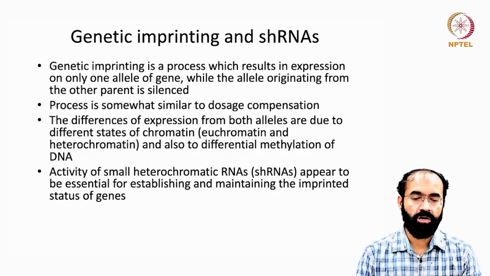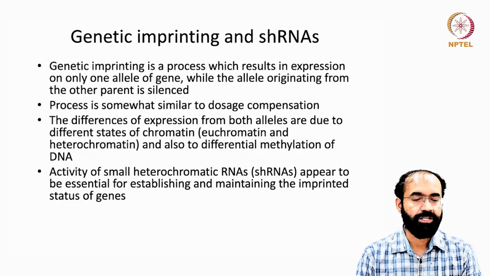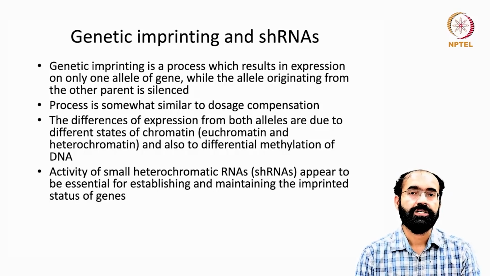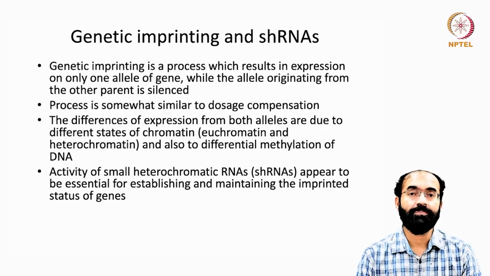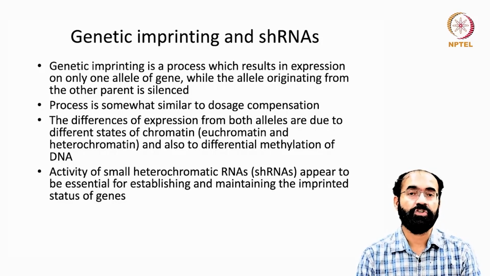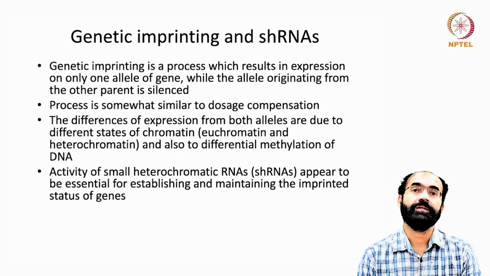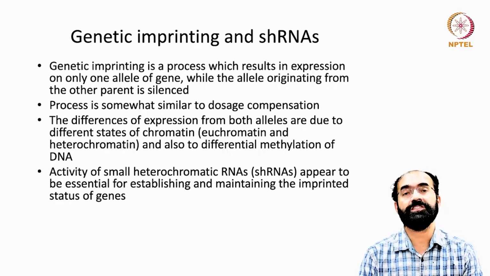Activity of small heterochromatic RNAs, which we call shRNAs, appears to be important for establishing and maintaining the imprinted status of the gene. Like the X chromosome, making it inactive is only the first part, but you have to keep maintaining it. If you fail to maintain it, that can lead to trouble because dosage compensation will be imbalanced. A situation similar to Down syndrome can come. Not exactly the same thing, since Down syndrome is happening mainly because of lack of such dosage compensation.